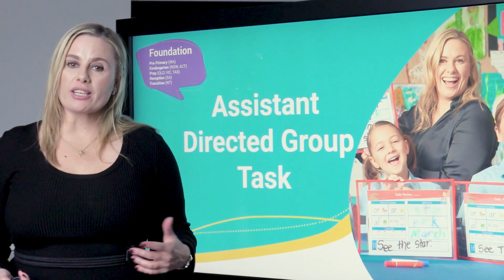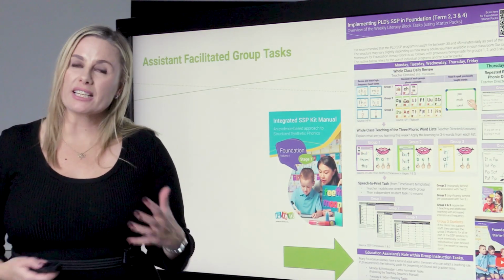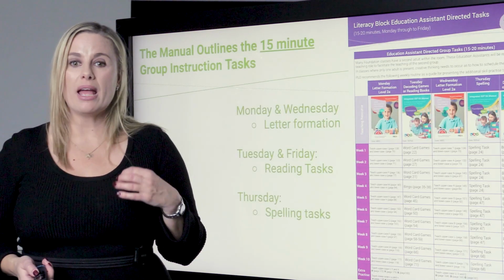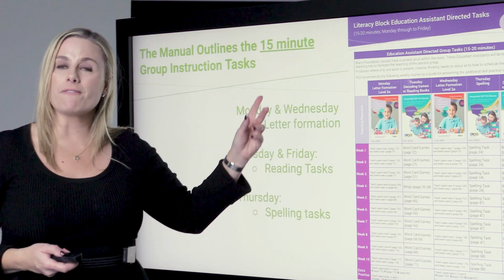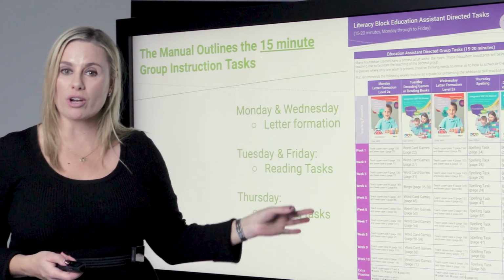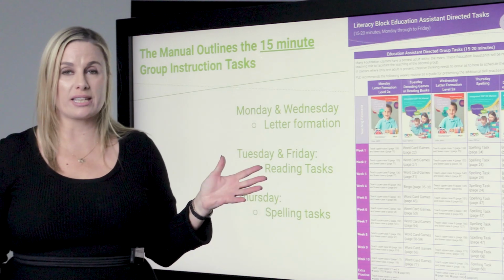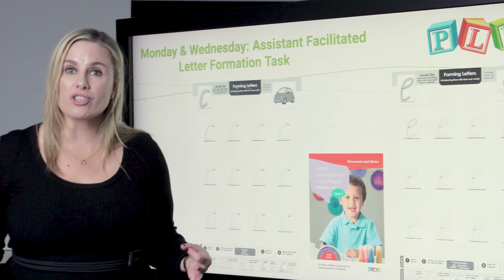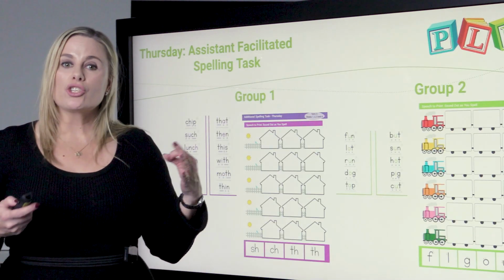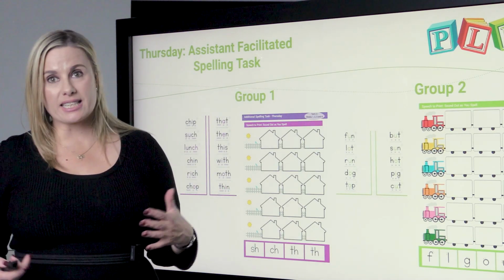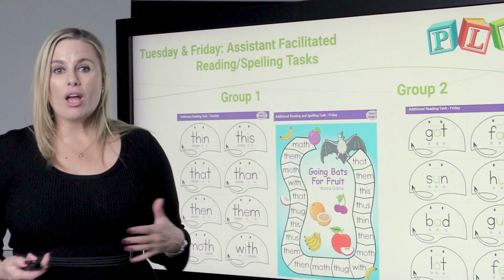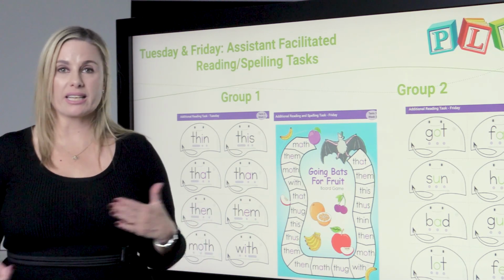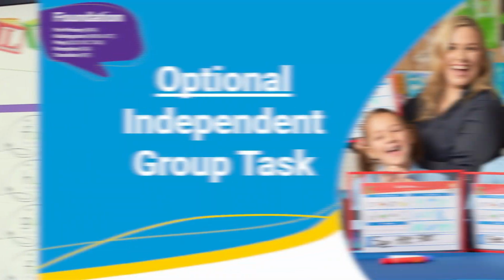The assistant-directed group task is facilitated by either a support teacher or an education assistant within your classroom. The manual outlines 15-minute group instructions across the whole week for your assistant. Monday and Wednesday would be for letter formation tasks. Thursday would be an assisted facilitated spelling task. Tuesday and Friday would be an assisted facilitated reading and spelling task for both groups.